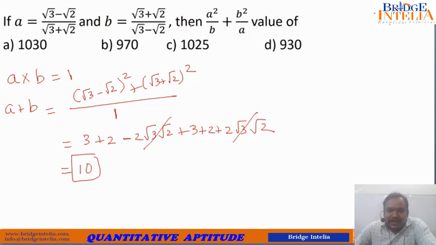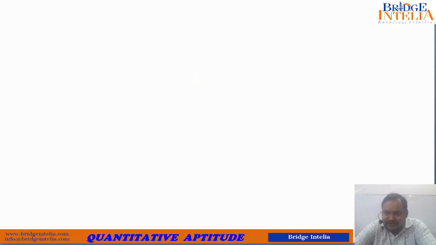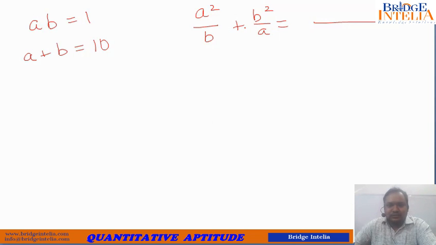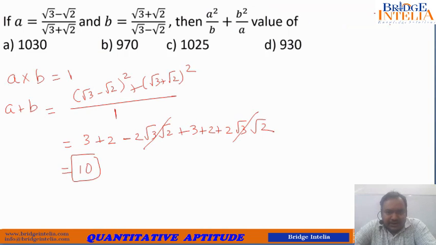Now based on that, we have been asked to calculate the value of a square by b plus b square by a. So now let's do that. We know that ab is equal to 1 and a plus b is equal to 10. We have just found out that a into b is equal to 1. We also know that a plus b is equal to 10. And what are we trying to find? We are trying to find a square by b plus b square by a. So this is what we have been asked to find.